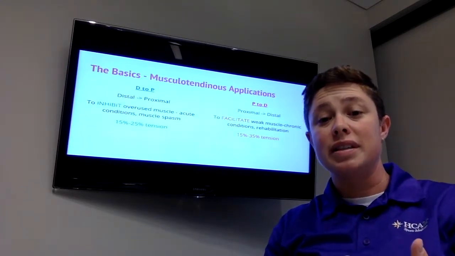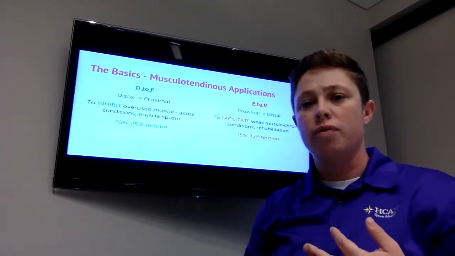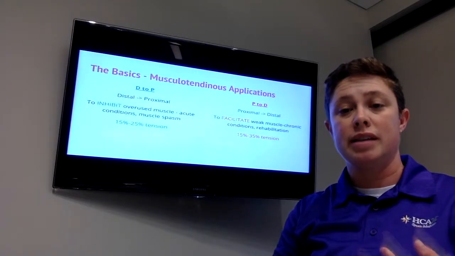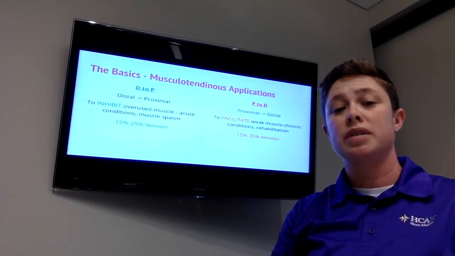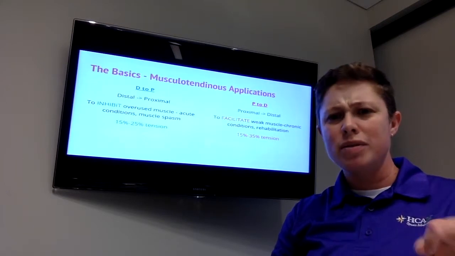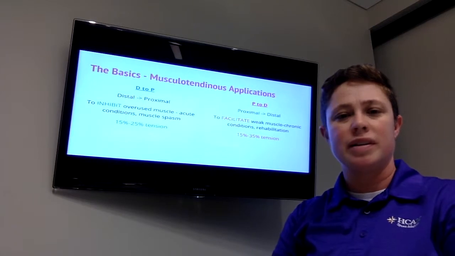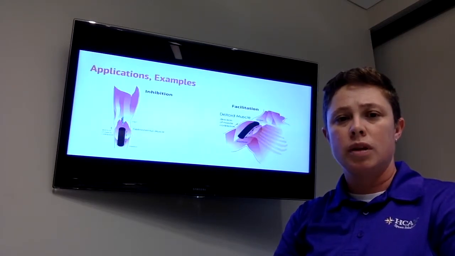Conversely, if you want to facilitate a weak muscle for a chronic condition or rehab, this is especially useful for facilitating the quad and ACL, post-ACL surgery. So what we're going to do, we're going to do the reverse. We're going to go proximal to distal, and we're going to maybe use a little bit more tension, up to 35%, but honestly, I usually, for both of these, go between 15 and 25%.